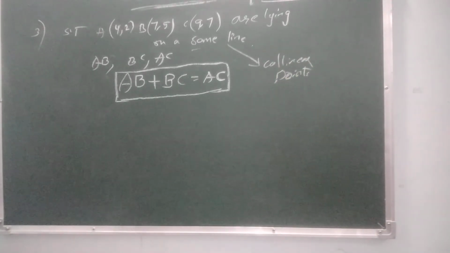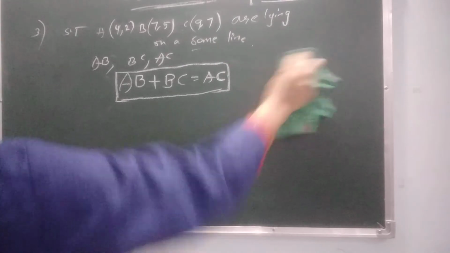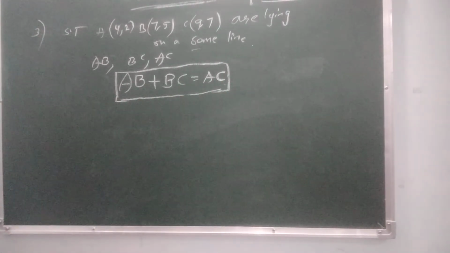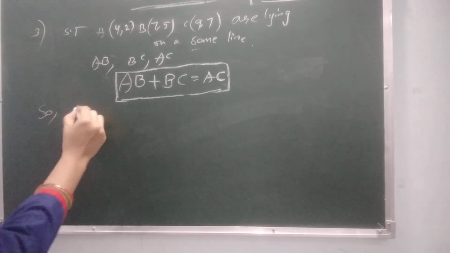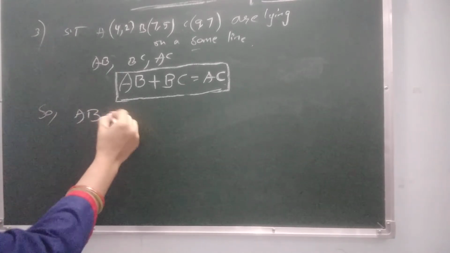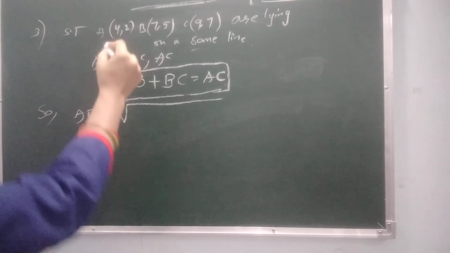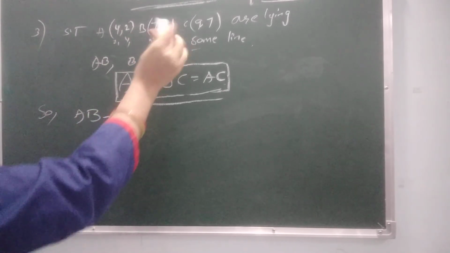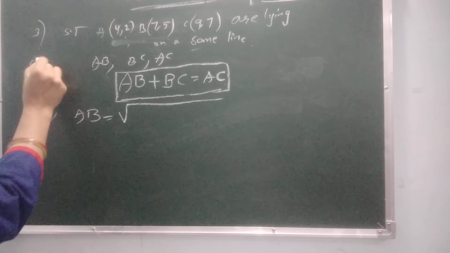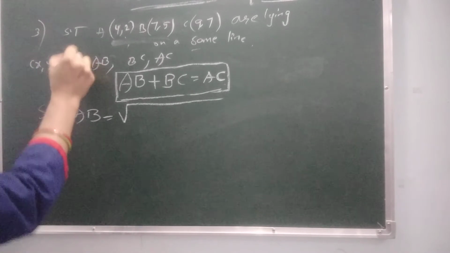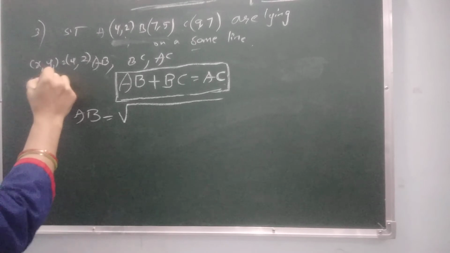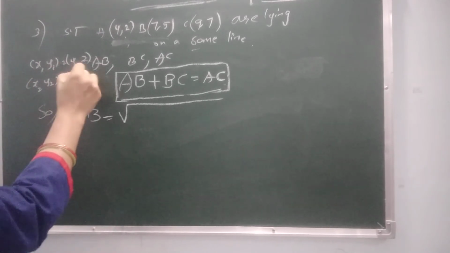Okay, now we have to show AB plus BC equal to AC. For this we have to use the distance formula. AB equal to, take x1 y1, x2 y2 like this. Okay, x1 y1 equal to 4 comma 2, x2 y2 equal to 7 comma 5.